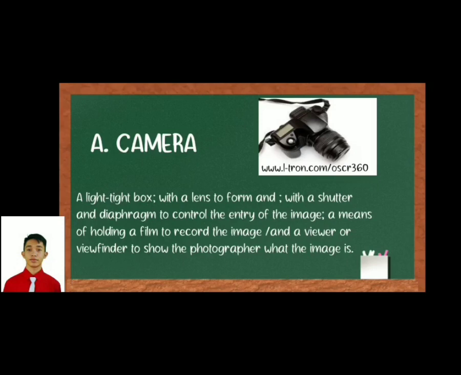The next one is the means of holding a film. In traditional film cameras, this would be a film holder or cassette. In modern digital cameras, it's the sensor that captures the image electronically. And the last one is the viewer or viewfinder. This allows the photographer to compose the image and see what the camera sees, ensuring proper framing and focus.